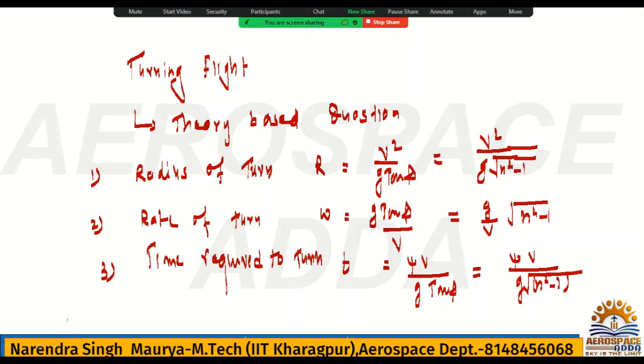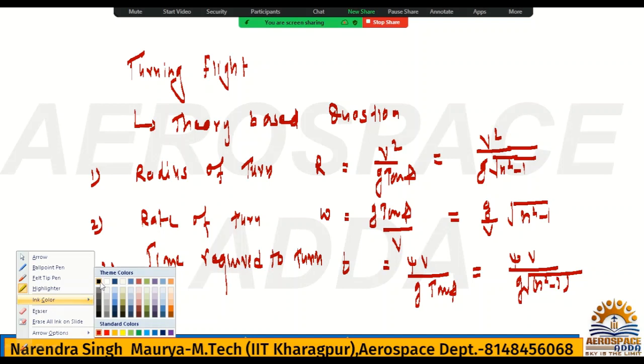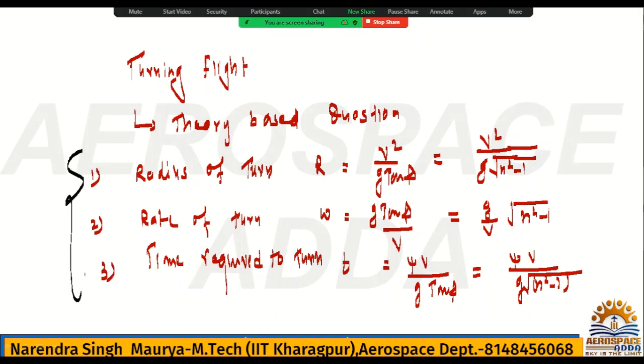Okay, so how are they asking the GATE question? They are asking based on this formula, and they are writing the statement. Theory based question, basically. If you check the recent last 2-3 years, this type of question, they are asking multiple select questions and multiple choice questions. So they are asking theory based questions.